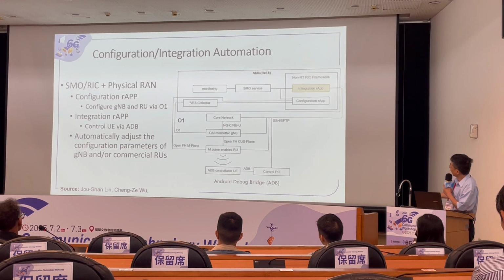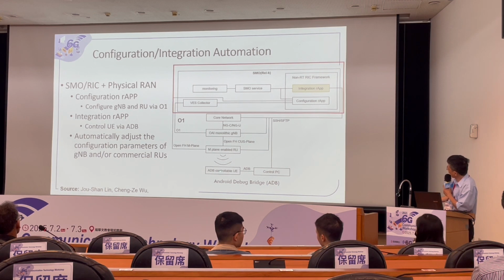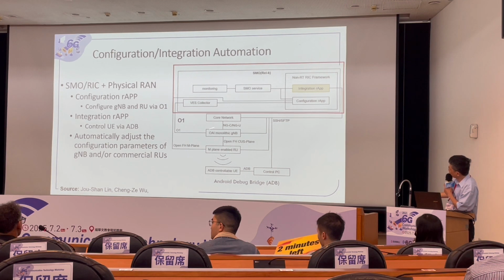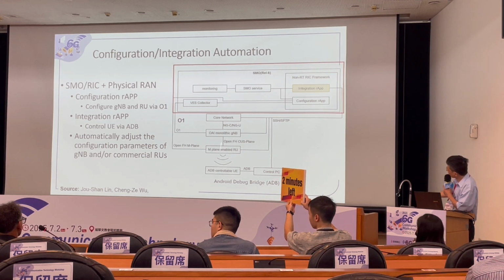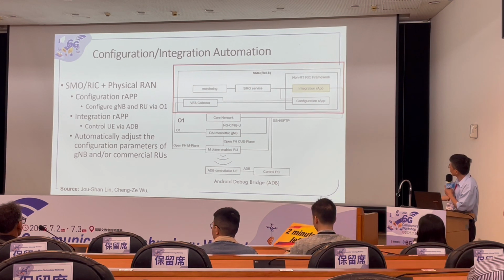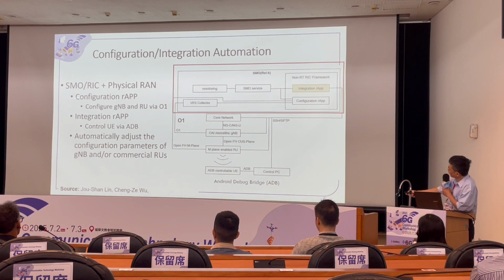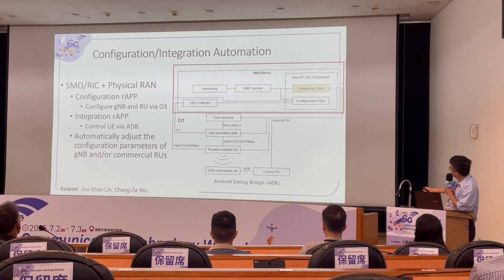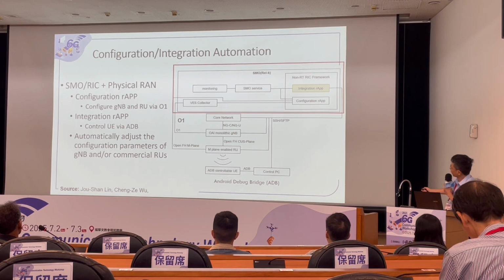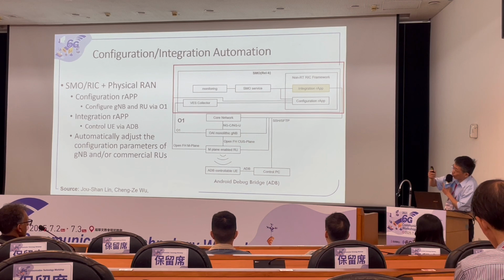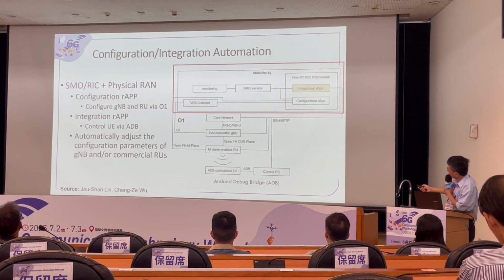With this background, we are able to use the common SMO and RIC. Now we start to connect to a real base station. The real base station we are able to use now is the OAI base station. We connect it to a commercial RU. We use a configuration RF to configure the base station and the RU. We also have an integration RF to control the UE, the handset, and configure the base station. If you are interested in our demo, we will show this part, what we are doing here.